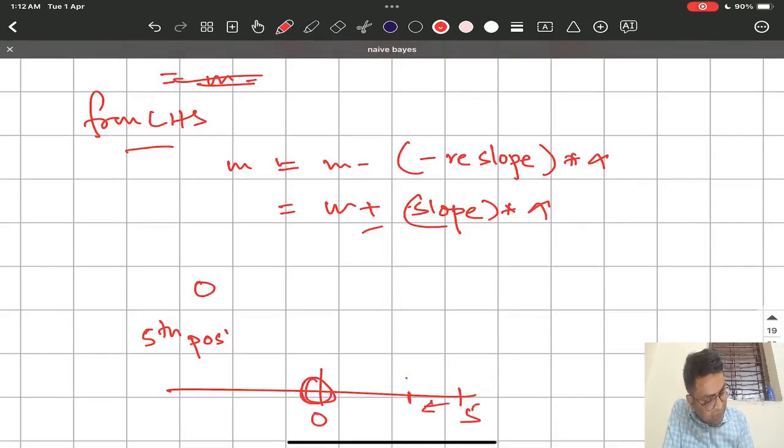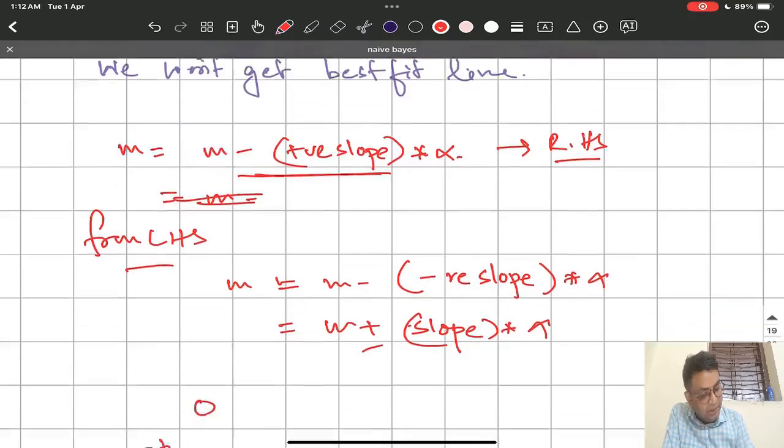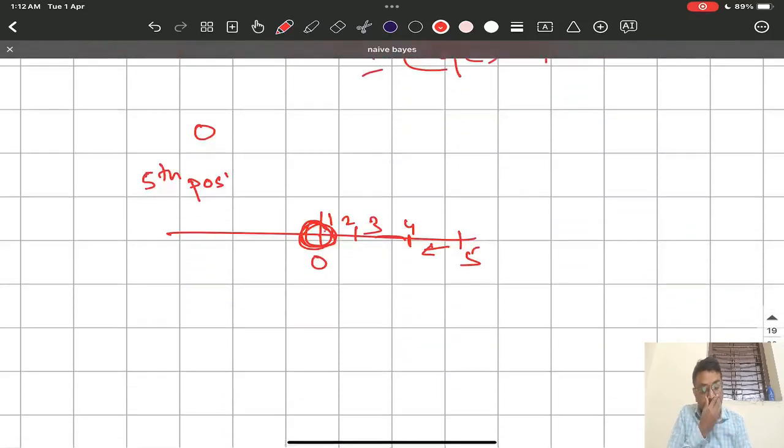5 minus 1 is 4, 4 minus 1 is 3, 3 minus 1 is 2, 2 minus 1 is 1, and I am coming over here. So we are subtracting and we are coming over here. Understood? So this is what I am writing. I am subtracting and I am coming to the global minima.